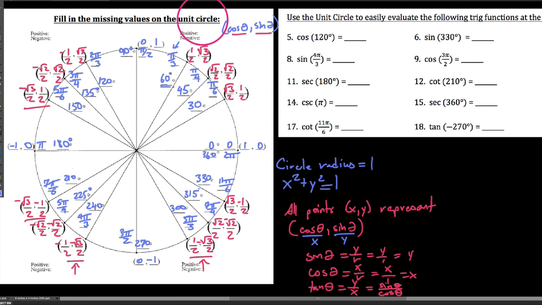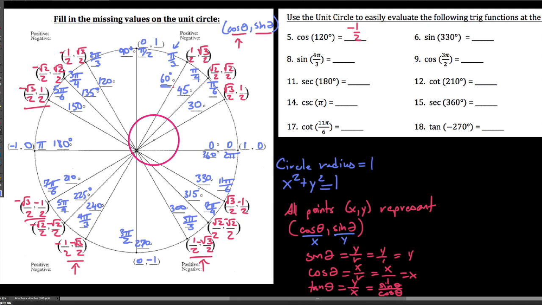So now that we've constructed this tool, basically what we're going to do is use that to evaluate some trig function values. So for instance, cosine of 120, the way this works is that the x value of that angle is the cosine of that angle. So we would say at 120 degrees, 2 pi thirds radians, the x value here really represents our cosine. So we say the cosine of 120 degrees is really just negative a half.